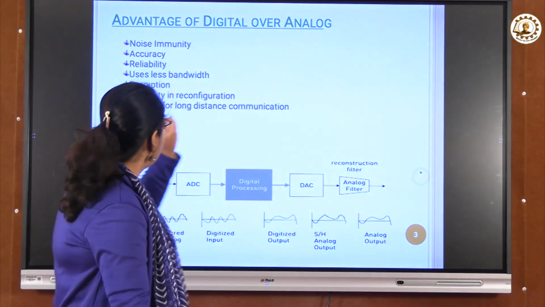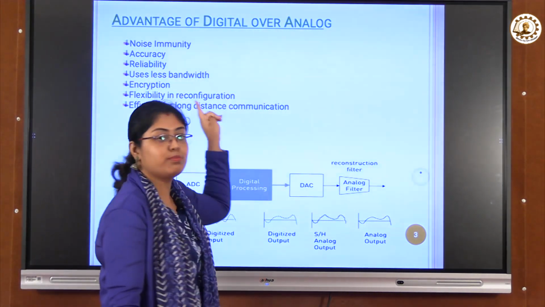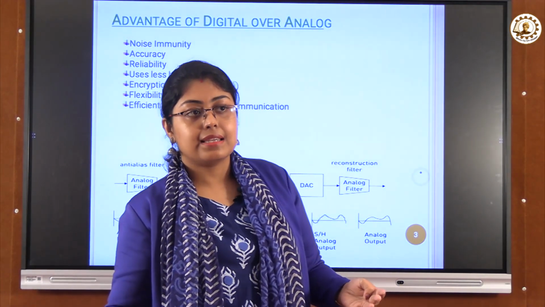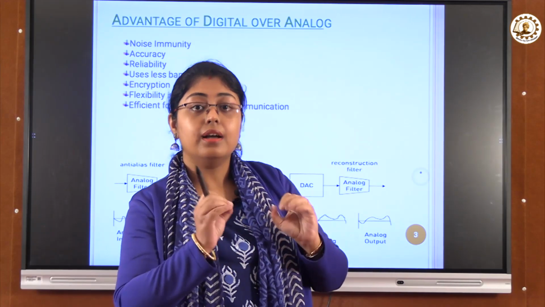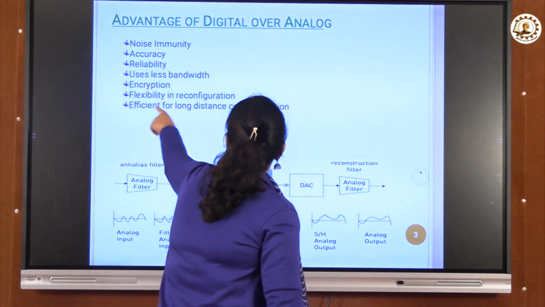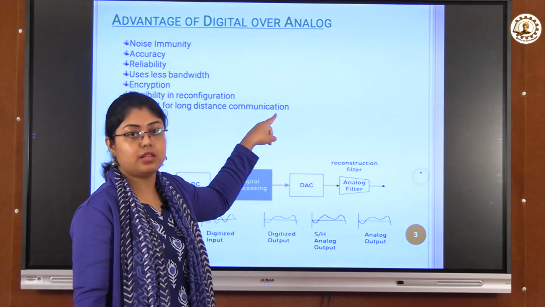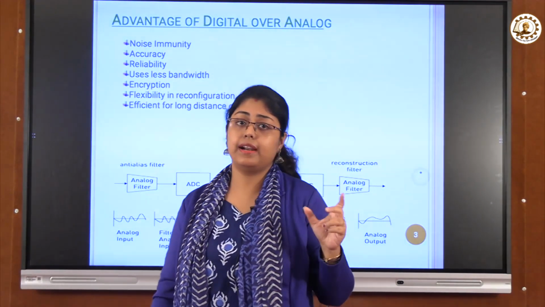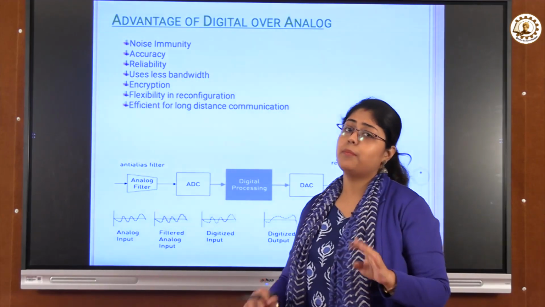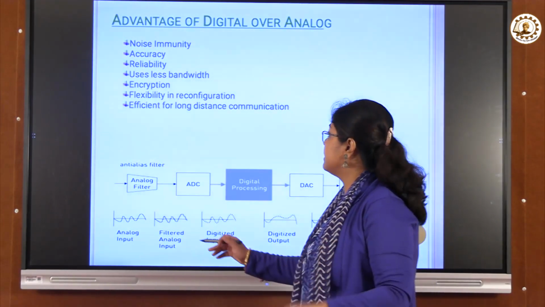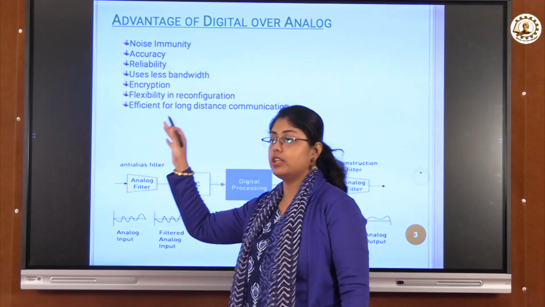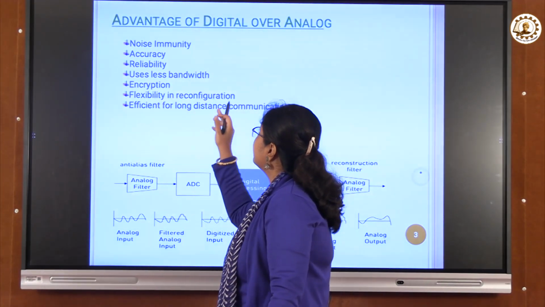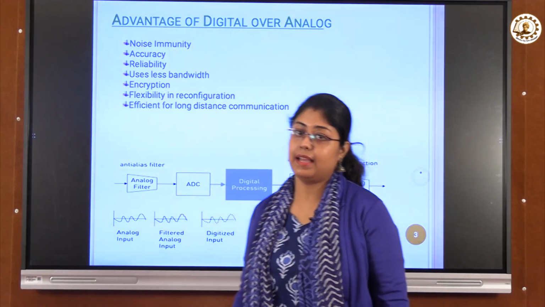Point number 4, it uses less bandwidth for communication, so it is again one advantage. Next, all this makes it an efficient option for long distance communication in the case of digital. Another is encryption. There are many kinds of encryption possible for digital signals, and flexibility in reconfiguration is another very important point where we are getting digital better than analog.